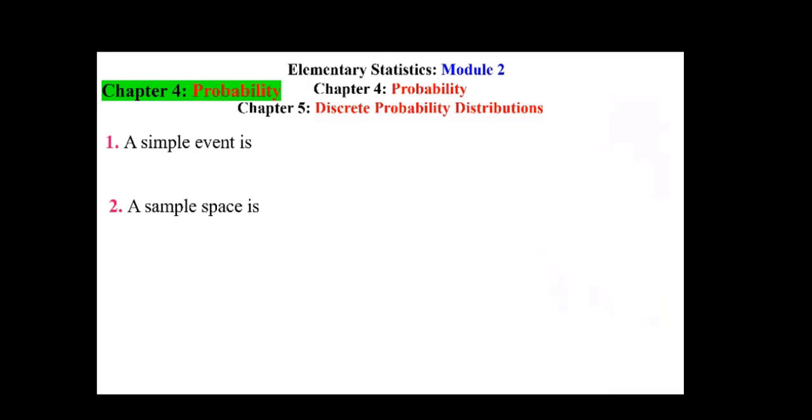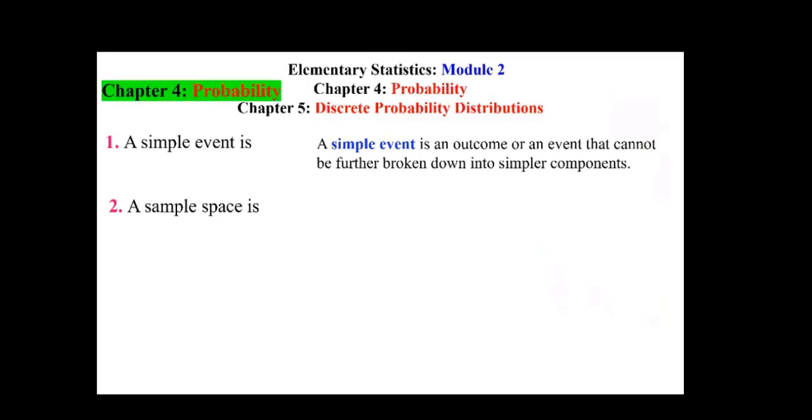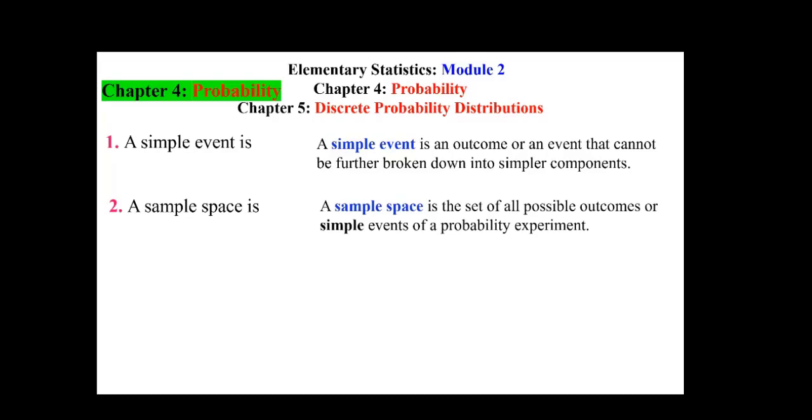A simple event has a simple definition: it is an outcome or an event that cannot be further broken down into simpler components. A sample space is simply referring to all possible outcomes. A sample space is the set of all possible outcomes or simple events of a probability experiment.